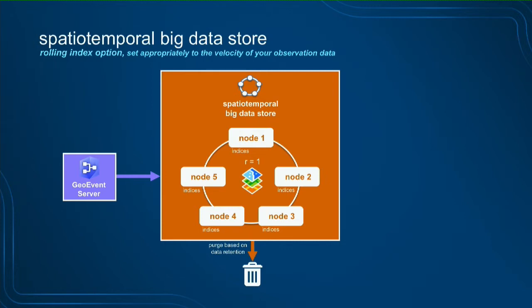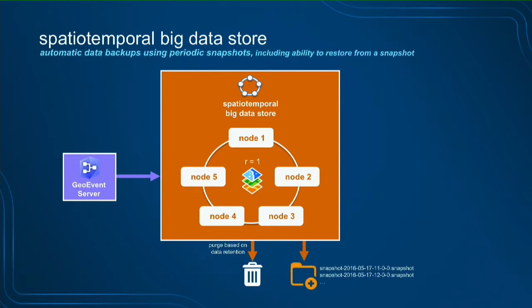So you want to set the rolling index policy to be equatable to what your velocity is. So if it's every second, maybe hourly is good. If it's once an hour, maybe daily is good for your rolling index option. And if you're getting data in just like once a week or something, then you could set this to like monthly. And so typically hourly is a good setup because most real-time systems are coming in every second or so.